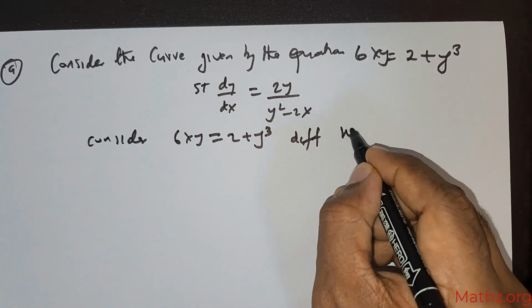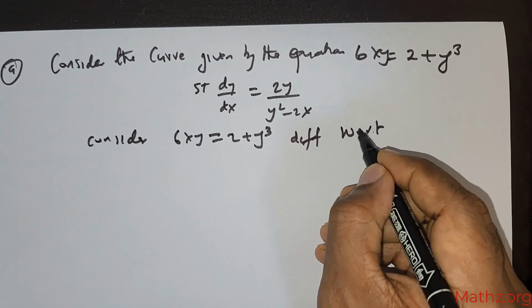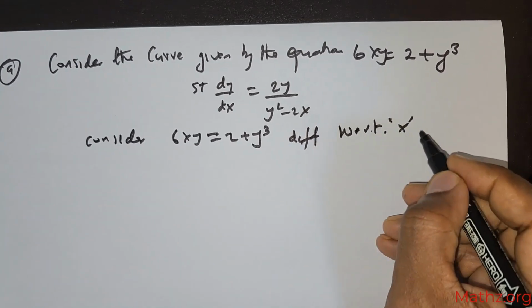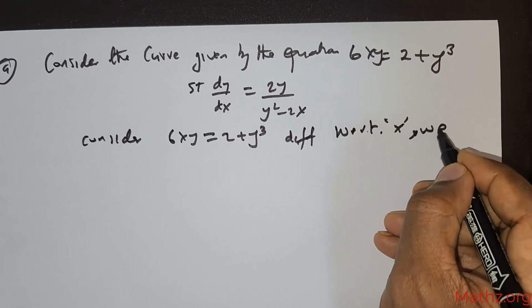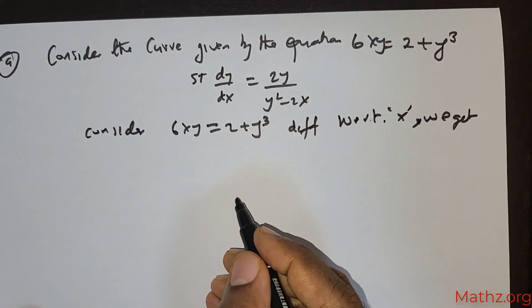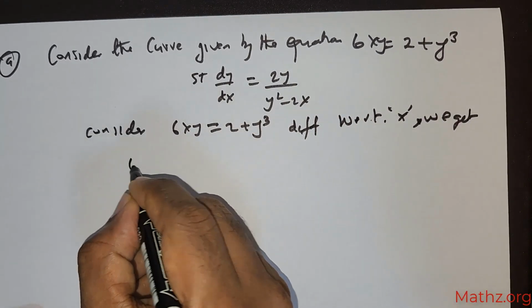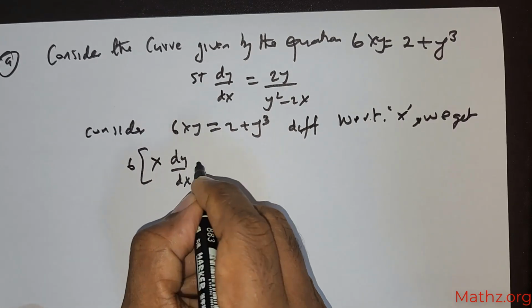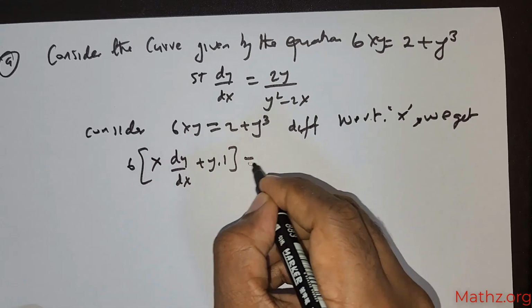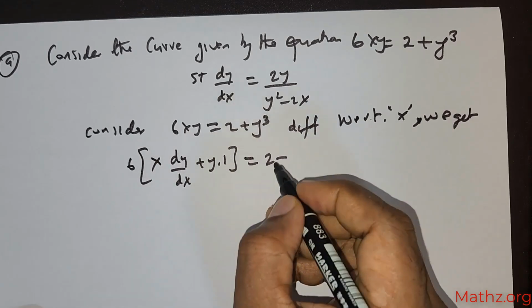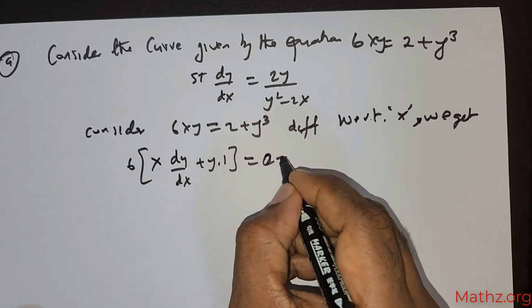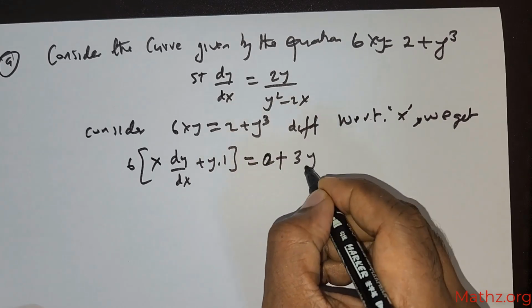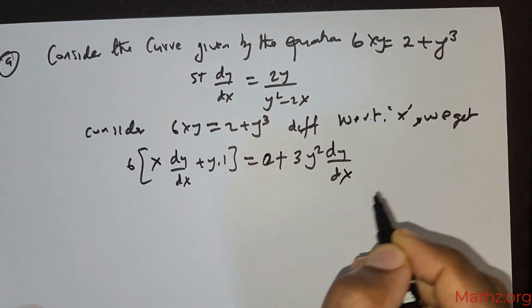Now differentiating with respect to x, we get, so what do we get? This is the UV formula. So 6 times x into the differential of y, dy/dx, plus y into the differential of x, that's 1. Differentiation of 2 will give me 0. Plus differentiation of y cubed is 3 times y squared times dy/dx.